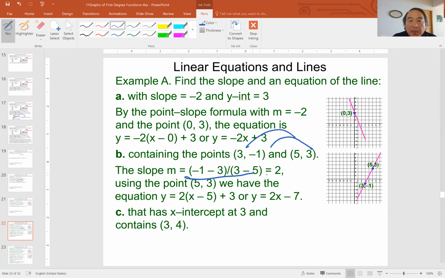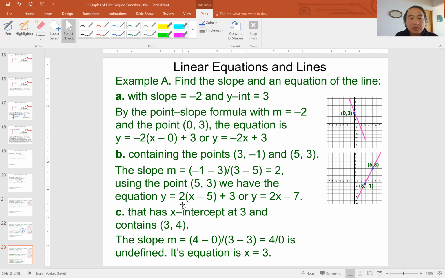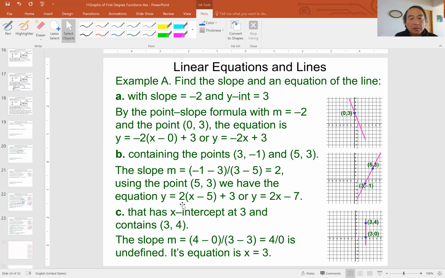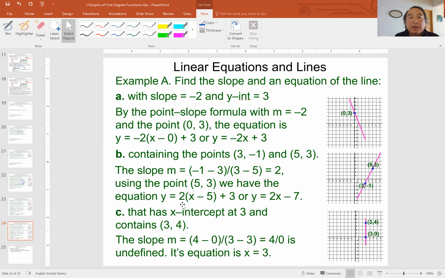In this one, we connect the 2 points, and this is the picture. We calculate the slope, subtracting the y's and dividing by the subtracted x's, then I get a slope, I put in a point, and then I get the equation. This one is a vertical line. It's not a function, so it doesn't have a function form.